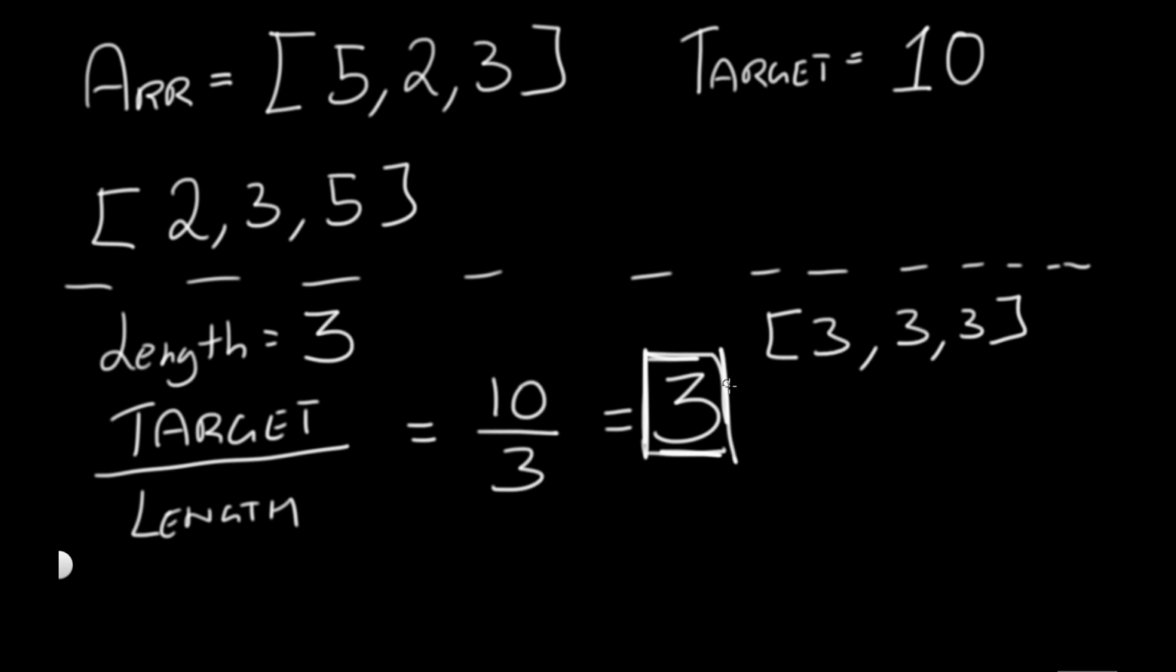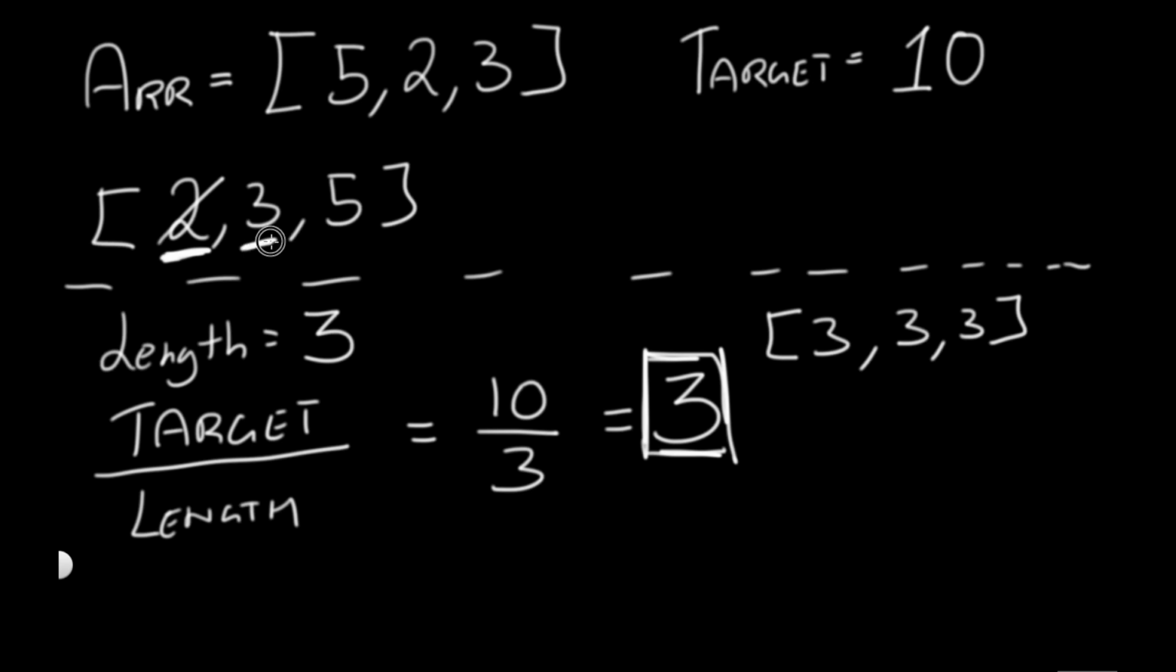Now we're going to look to see if the first element here has a value of 3 or is greater than 3. But in this case, we have 2. 2 is not greater than 3, neither is it equal to 3. So now we're going to ignore the 2 and move on to the next element.